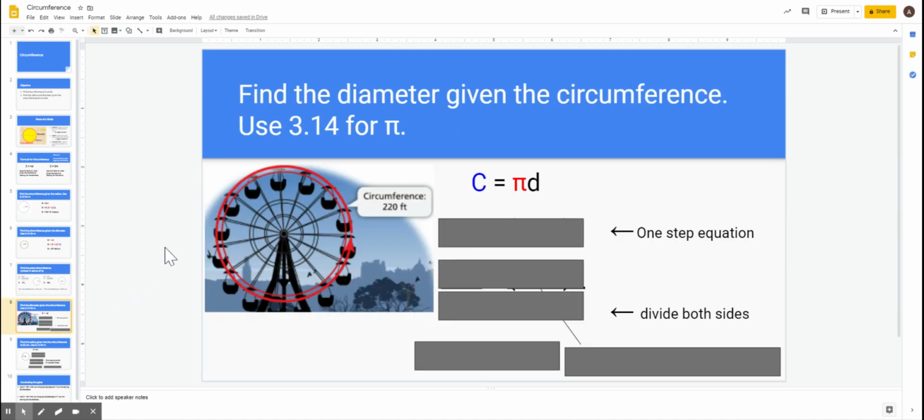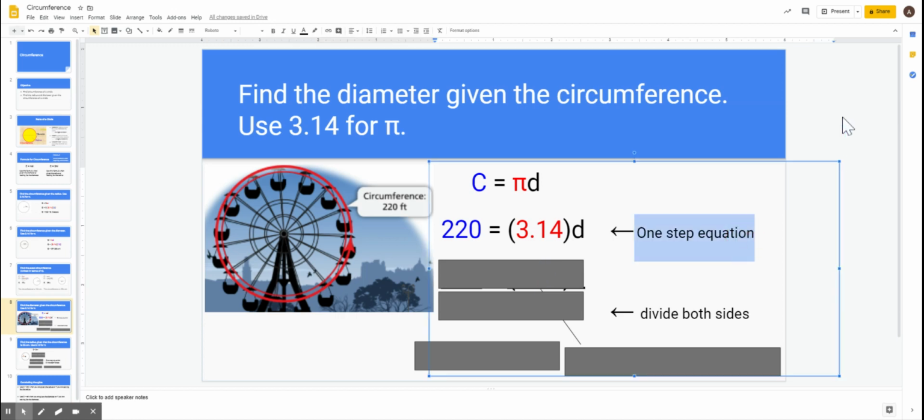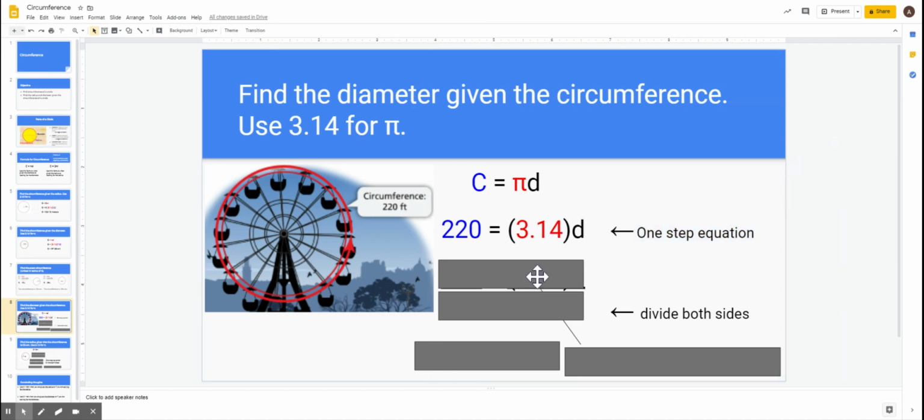In the next example, we have to find the diameter given the circumference, and we're using 3.14 again for pi. So here's a Ferris wheel. We're given a circumference of 220 feet, and we need to find the diameter, or d. So let's plug in our numbers. C, we're plugging in 220. Pi, we're saying that it's 3.14, and d is just d. Now this, if you guys notice, is a one-step equation. So we know how to solve a one-step equation.